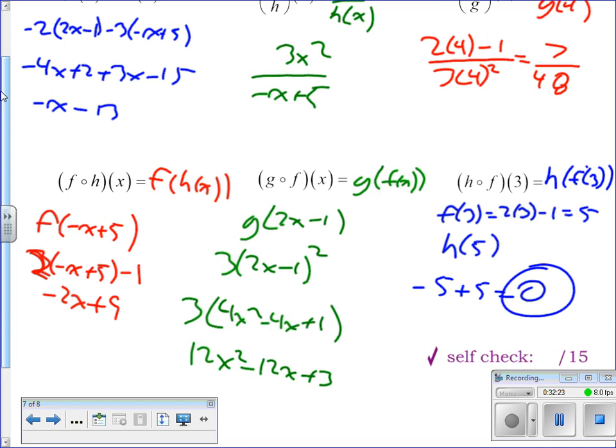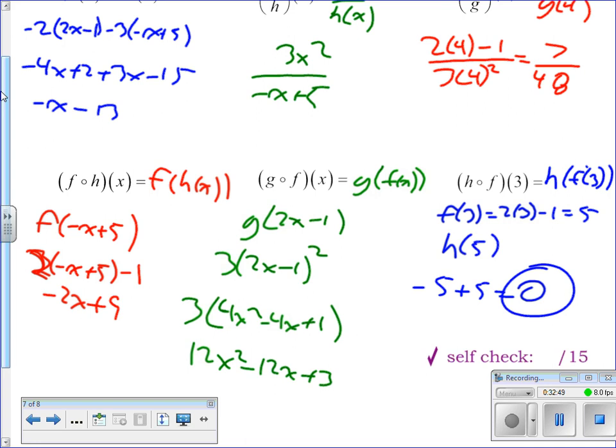Question. Because h is negative x plus 5. Yeah, so I put in 5 for x. I thought the 5 would be positive, because for some reason I got a negative 5, and then the negative 5 in the x for h of x would equal 5, so I got 10 instead of 0.